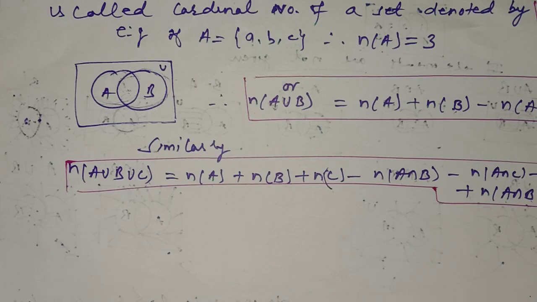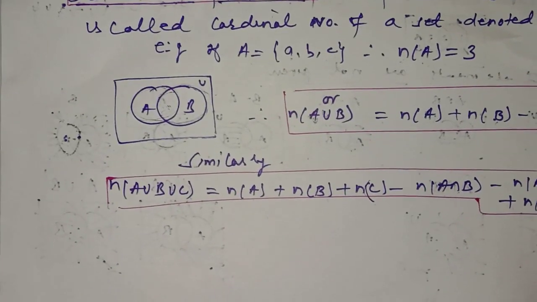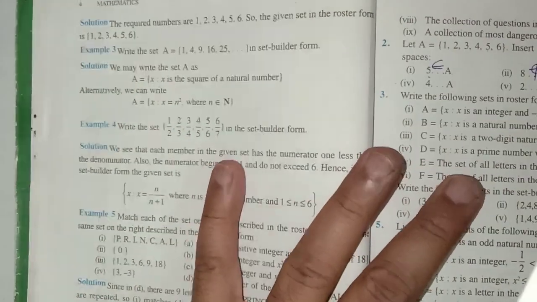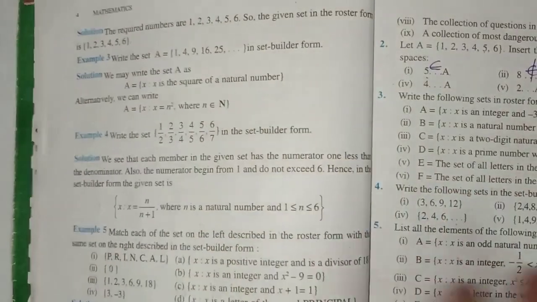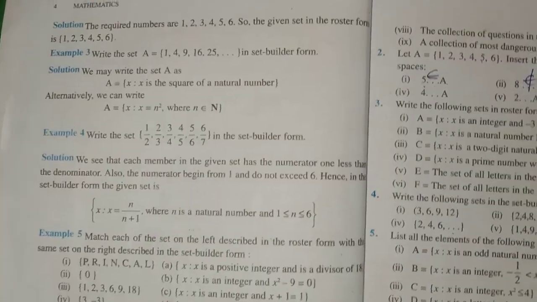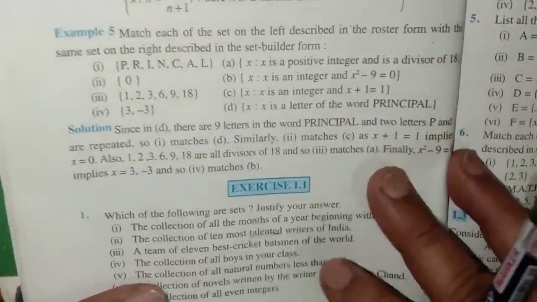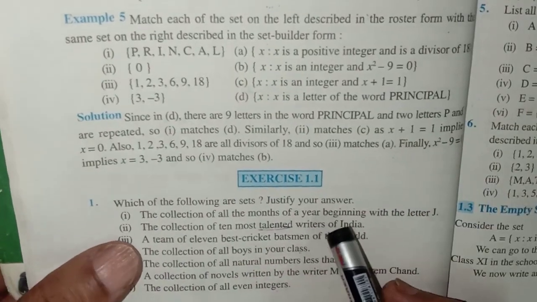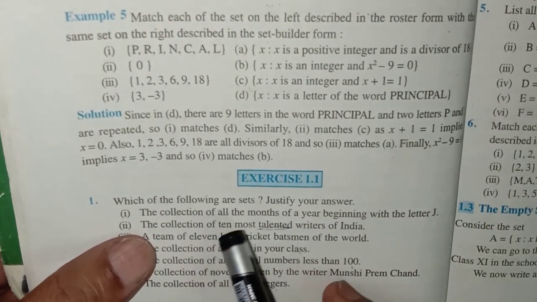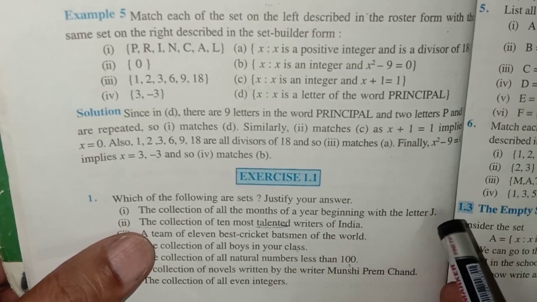In exercise 1.1, question number 1, you have to tell whether the given statement represents a set or not. When we started the definition of sets, I told you we will discuss this in the exercise of the NCERT. The question asked in exercise 1.1 is: which of the following are sets, and you have to justify your answer. First, the collection of all months of the year beginning with the letter J.